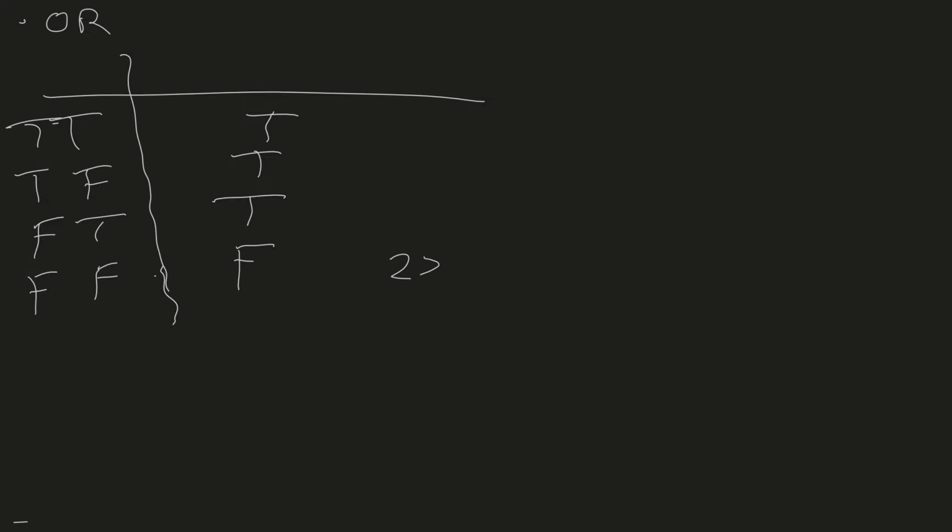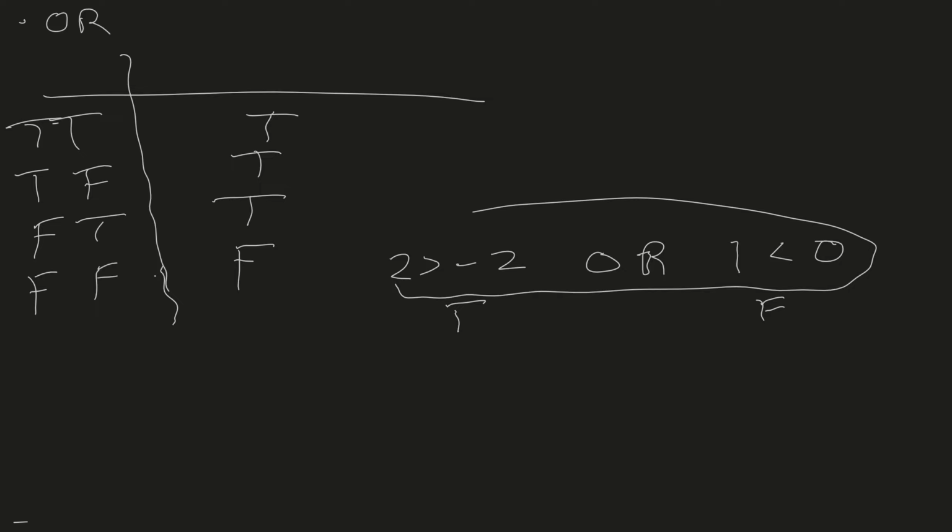2 is greater than -2, or 1 is less than 0. Now the first statement is true, but the second statement is false. But that doesn't matter, as long as one of the statements in the OR statement is true, the whole statement as a whole will be true.